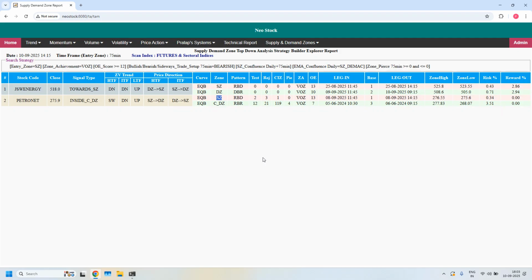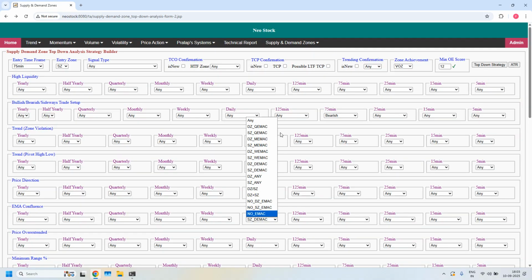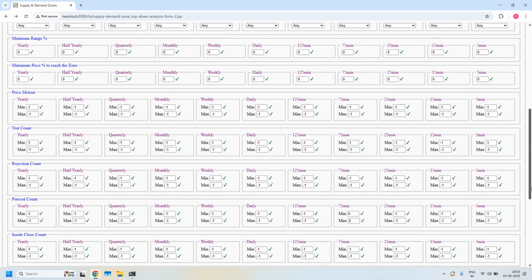provided all 20 checklist items are satisfied. Otherwise, there are higher chances of zone violation. Okay, next let us look into LTF, ITF and HTF supply zone confluence supported stocks. Removing the ITF EMA filter, supply zone confluence, 3 filters we have to set.